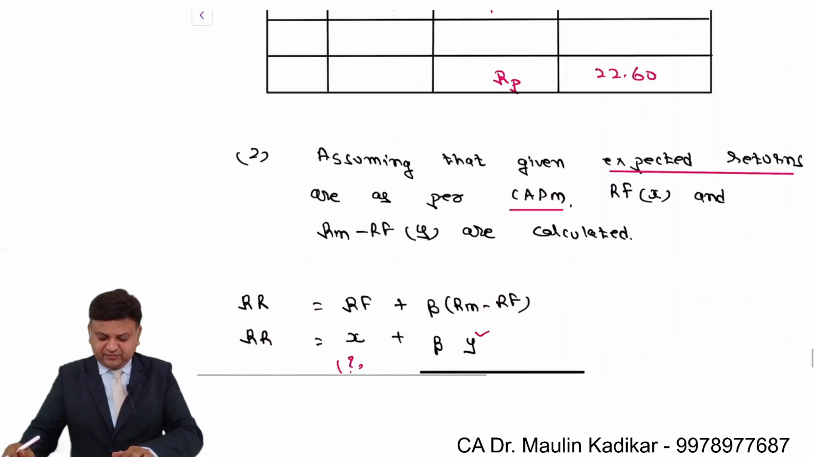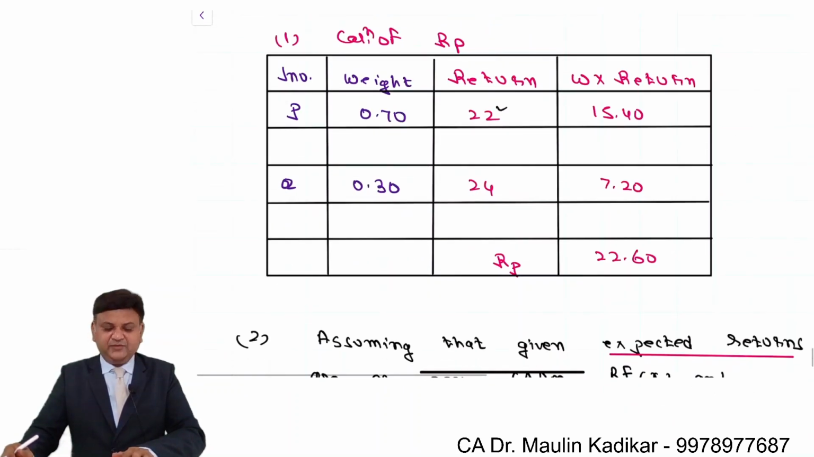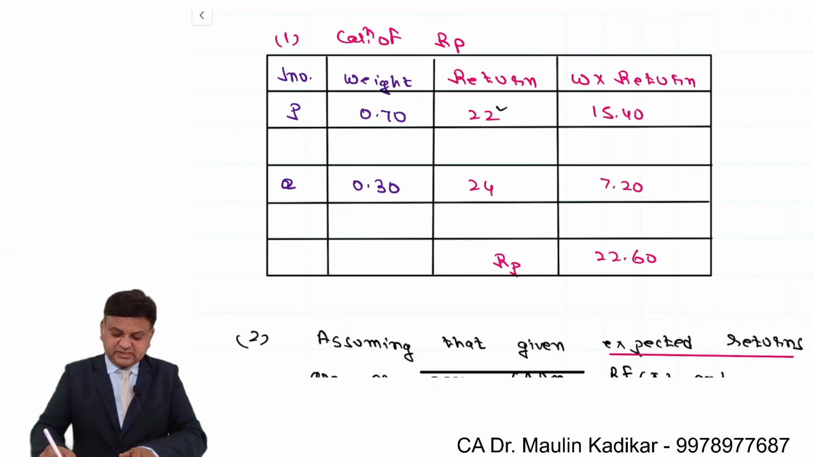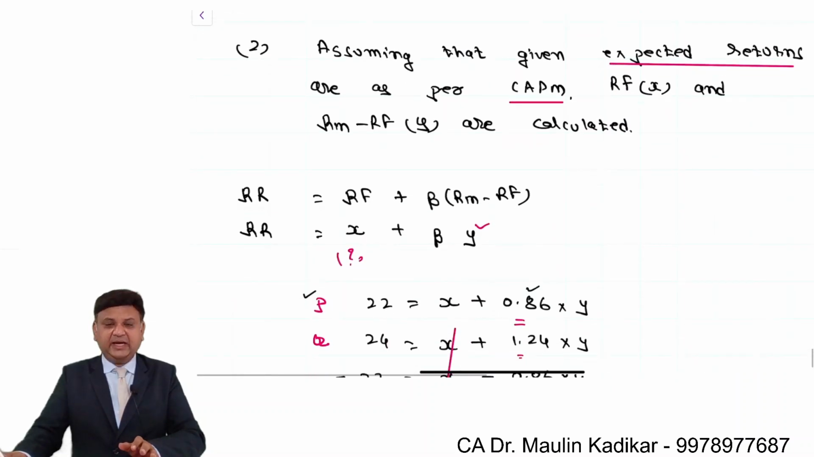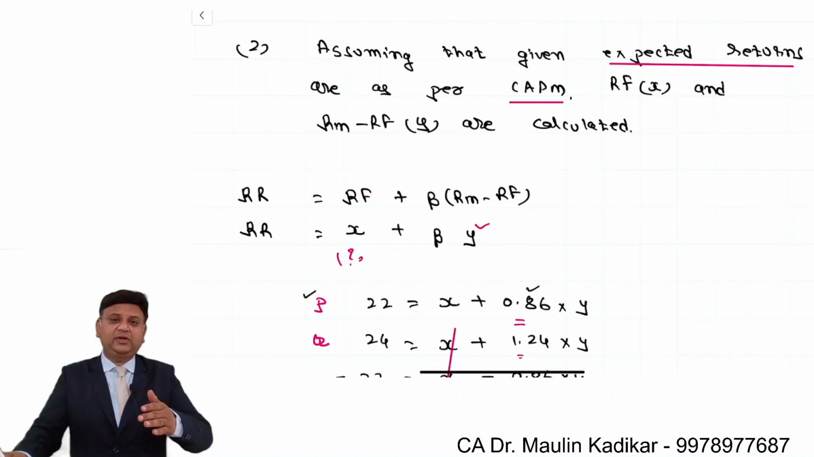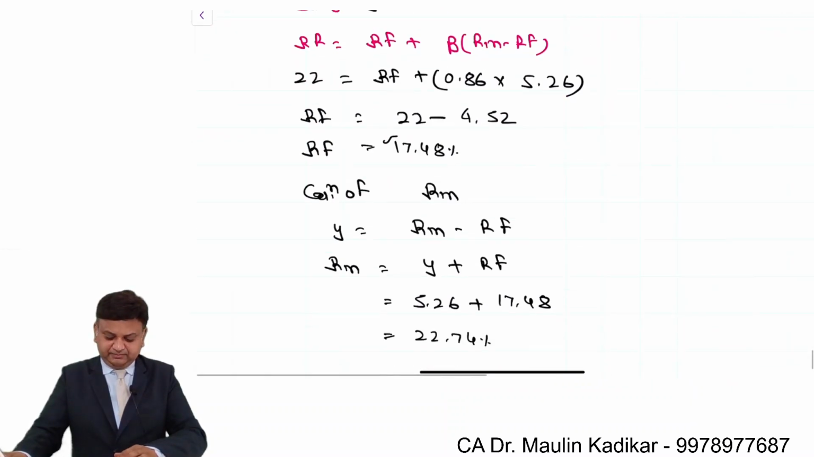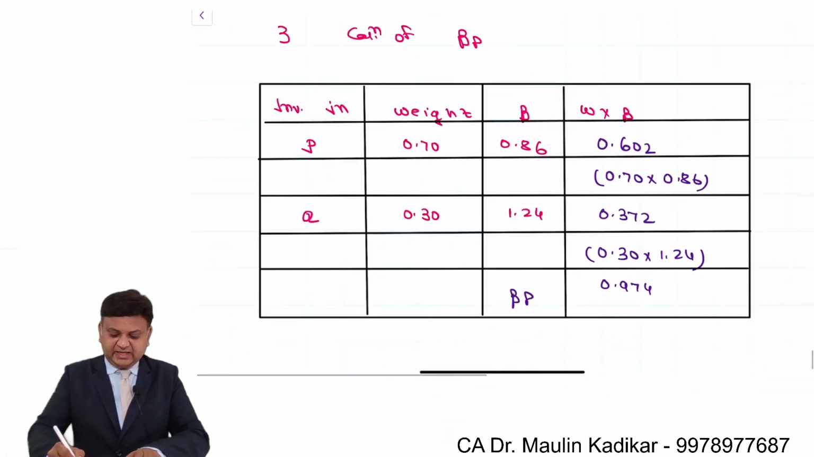So a small revision of the entire answer. In the first part of the question, we have to find the return of the portfolio. That is the proportion in which the investment is made, multiplying with the returns. Then making calculation of RF and RM, taking into account the information that whatever returns have been provided to us are based on CAPM. Lastly, we'll make the calculation of the beta of the portfolio.